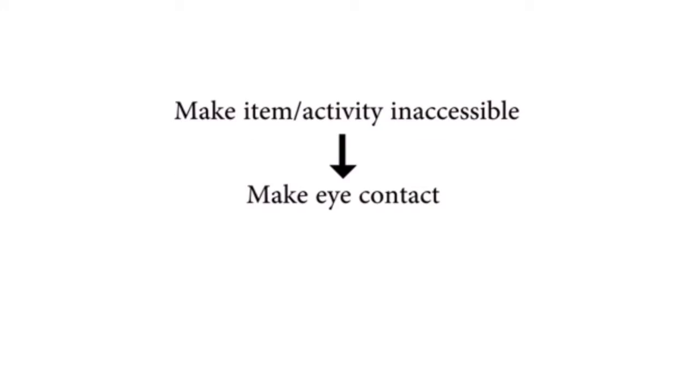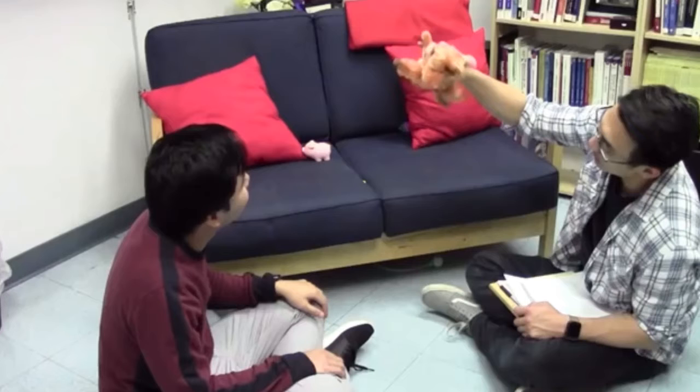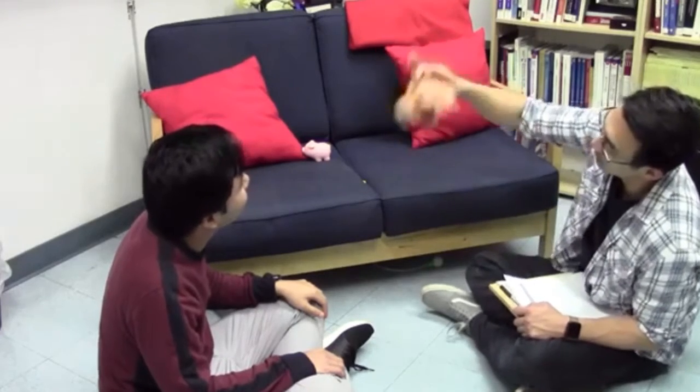Now, going back to what we're talking about. After making an item inaccessible or pausing the activity, the instructor should make eye contact with the client and wait up to 5 seconds for a response. The instructor should refrain from providing instructions or prompts at this time. Let's take a look at an example of what this looks like. He's doing it!